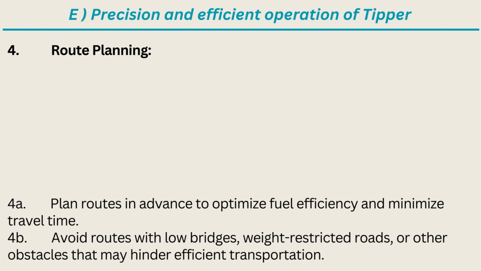4. Route planning. 4A. Plan routes in advance to optimize fuel efficiency and minimize travel time. 4B. Avoid routes with low bridges, weight-restricted roads, or other obstacles that may hinder efficient transportation.